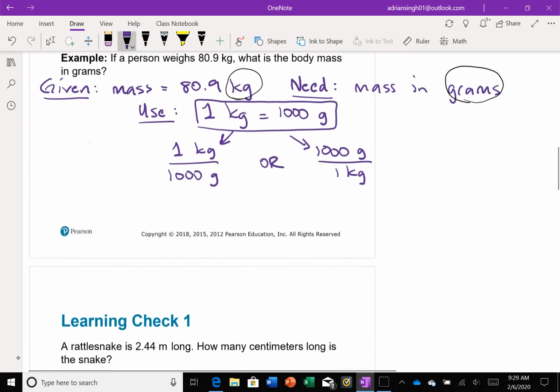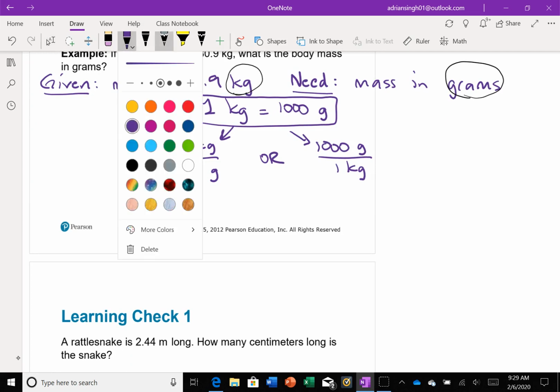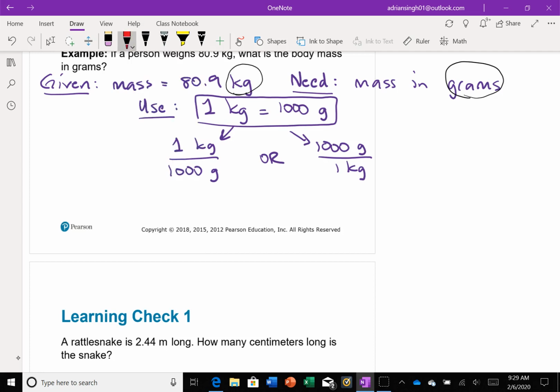Now, the next thing that we're going to do is take a look and see, well, which of those two are we going to use? And what's going to drive our decision are the units. So I mentioned previously that when you set up these conversion factors, you don't just put the number in, you also put the unit, because the units are going to be your automatic check along the way. All right, so we're going to start with what's given. You always start with what's provided, and that's the 80.9 kilograms. You put that over 1, and then we're going to choose one of these conversion factors, either the one on the left or the one on the right.